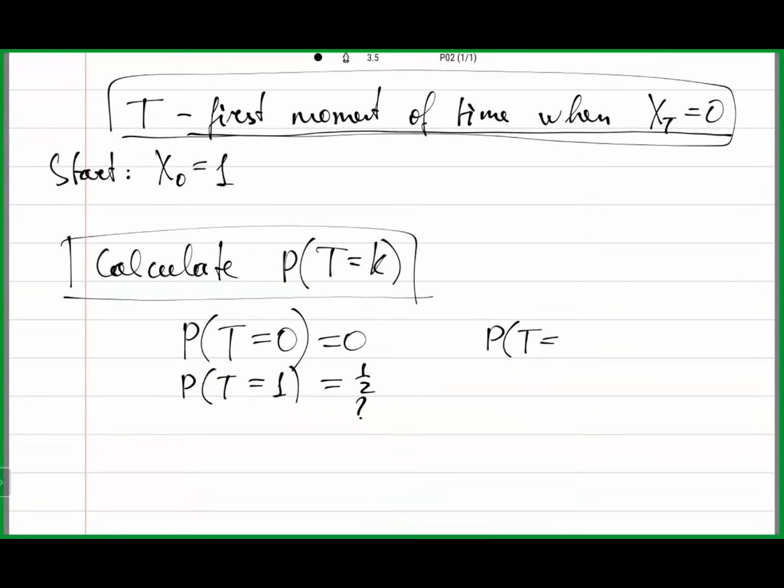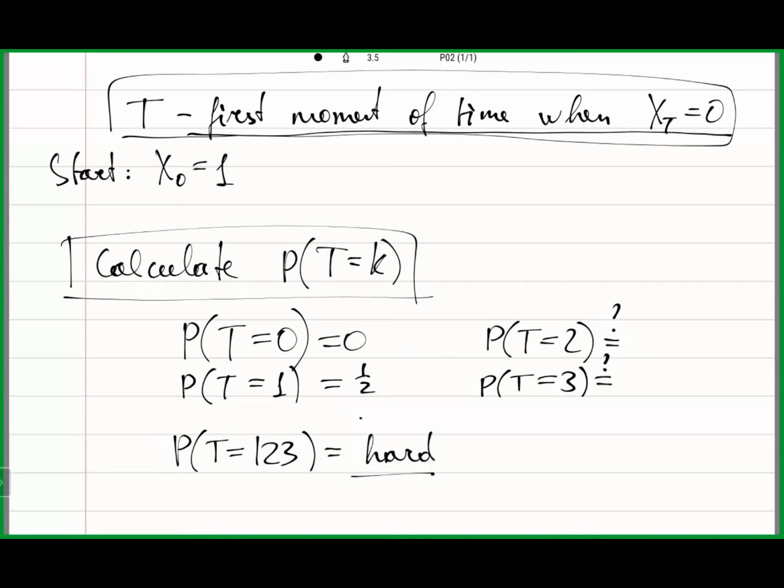Okay, let's calculate some initial probabilities without any generating function. What is the probability that t will be equal to 2? And what is the probability that t will be equal to 3? They are easy, but the probability that t is equal to, let's say, 123 is hard, but we will do it. Okay, what is the probability that t is equal to 2? 0. Yeah, why?